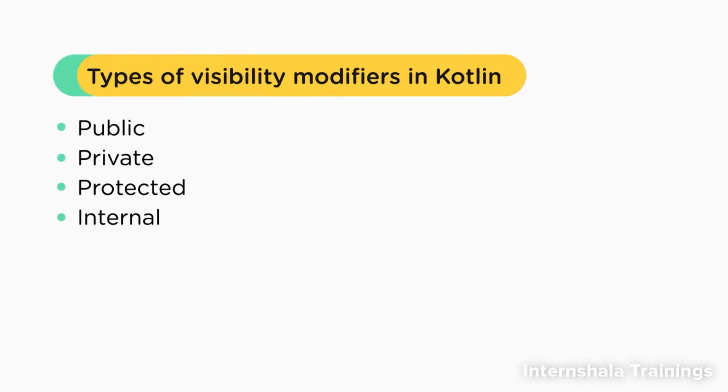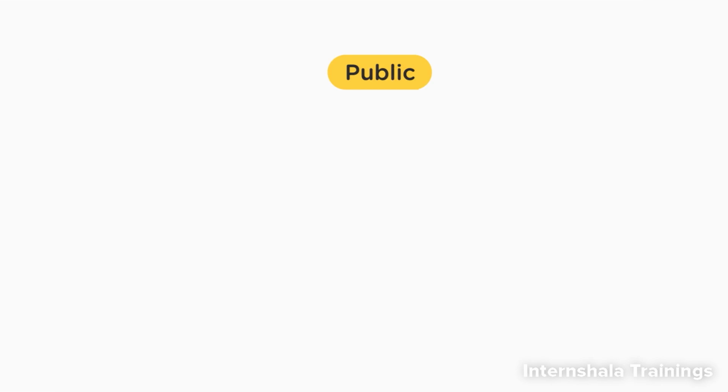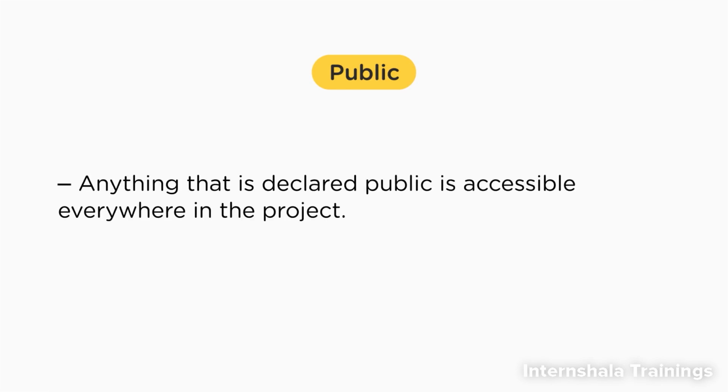Now there are 4 types of visibility modifiers in Kotlin. These are public, private, protected, and internal. We will look at each one of them in detail. So let's start with public. Anything declared public is available everywhere in the project. It's just like we think of the word public in our everyday lives. The default visibility for everything is public.